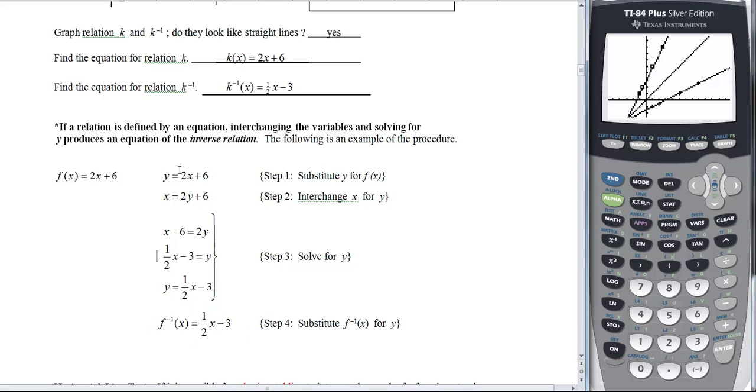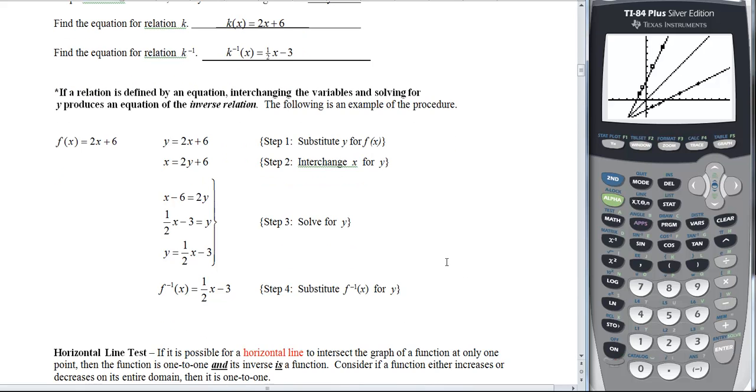Now if you'll notice, this was my original, right here, my k of x. Notice my k inverse of x. There it is. So I can find it if I'm given points, or I can find it if I've got an equation. It's not that bad, just some steps.